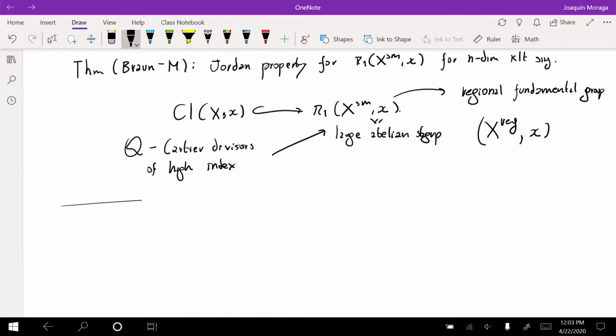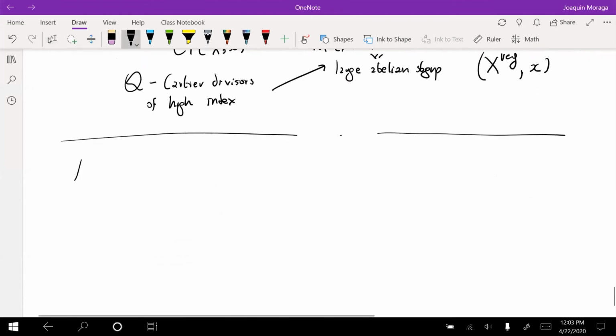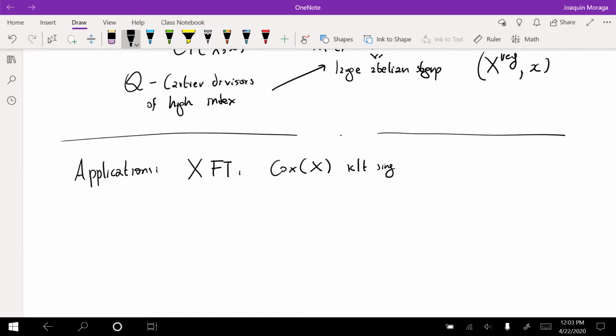Let me tell you some applications of this Jordan property. So the first application is the following. Some people have been interested in iteration of Cox rings. Essentially, if you have a Fano variety and you apply the Cox ring, then you get a Klt singularity. And this is known by the work of a lot of people, probably Morgan, Brown, Gongyo, and some other people, right? And this is beneficial for many reasons. It's better to study the Cox ring because then you represent your projective variety as a quotient of some nicer object usually.